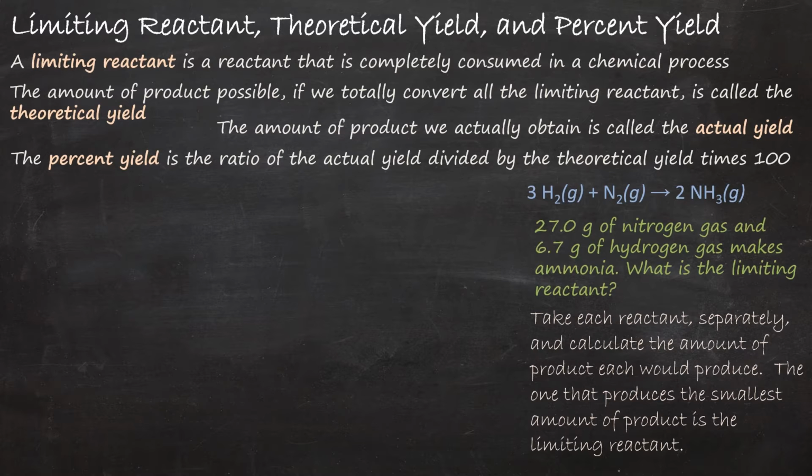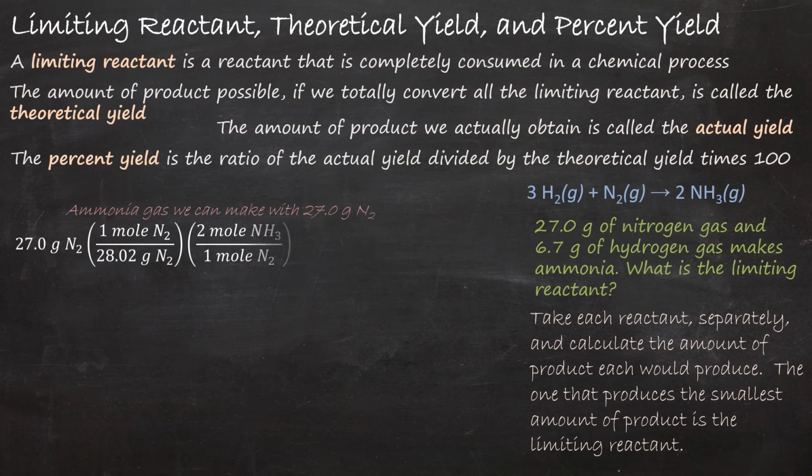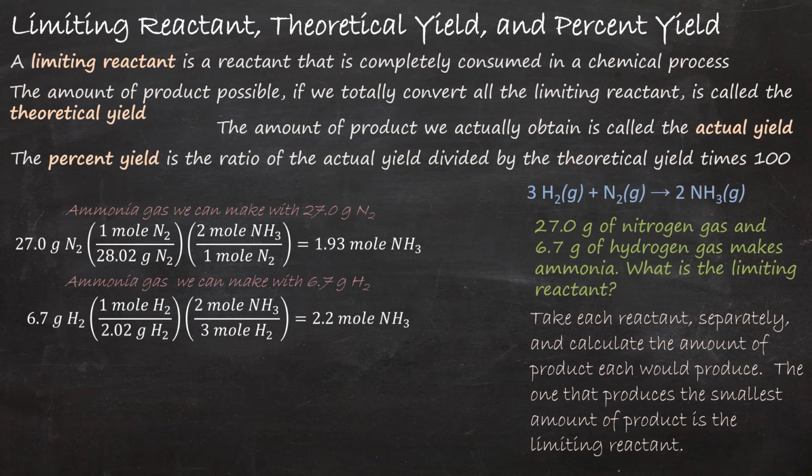Now, we only need to compute the moles of product at first. The computation that produces the smallest number of moles of product wins. That will be our limiting reactant, and the amount of product we calculate from this will be our theoretical yield. The amount of ammonia we can make with 27 grams of nitrogen gas is 1.93 moles of ammonia. The amount of ammonia gas we can make with 6.7 grams of hydrogen gas is 2.2 moles of ammonia.